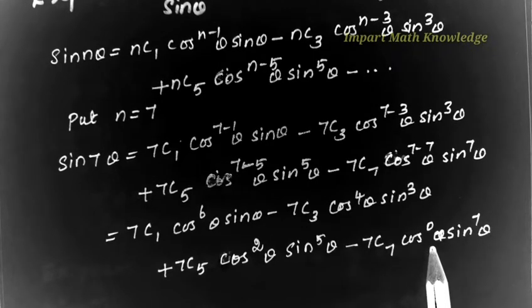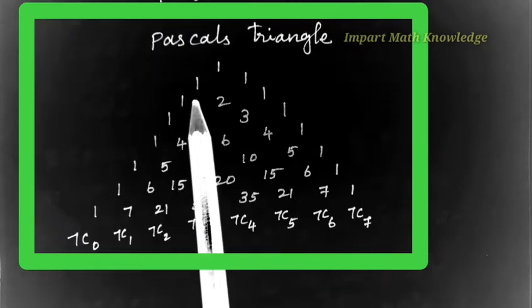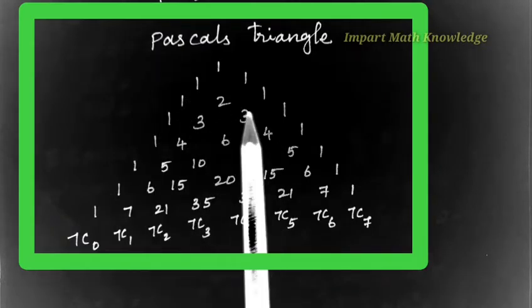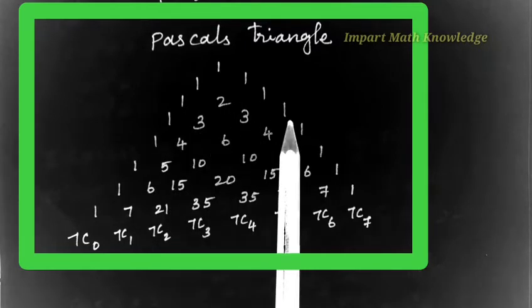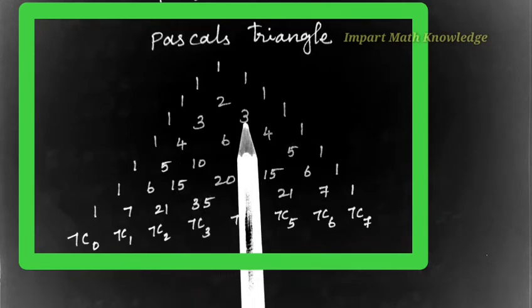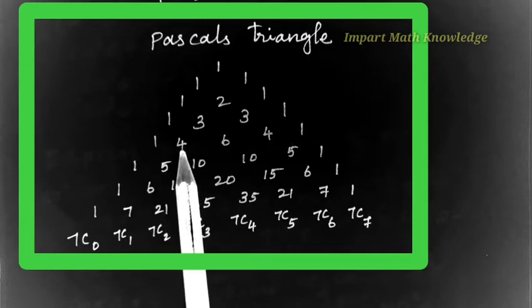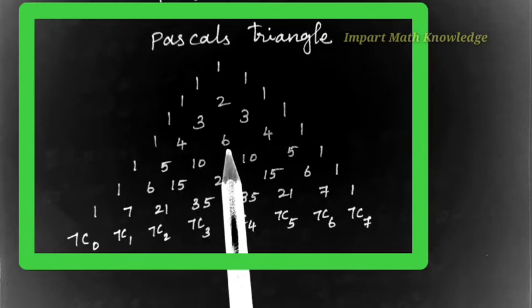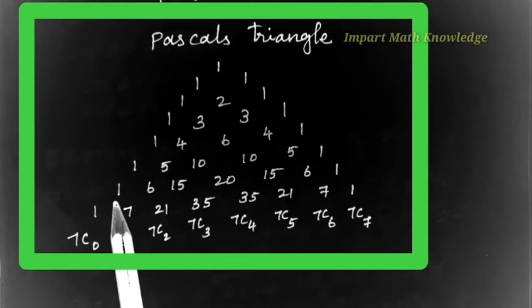Anything power 0 is 1. We have to write 7 terms using Pascal's triangle. 1, 1, 1; 1, 2, 1; 1 plus 2 is 3, 2 plus 1 is 3, then 1, 1, 1; 1 plus 3 is 4, 3 plus 3 is 6, 3 plus 1 is 4, then 1, 1, 1; 1 plus 4 is 5, 4 plus 6 is 10, 6 plus 4 is 10, 4 plus 1 is 5, then 1.